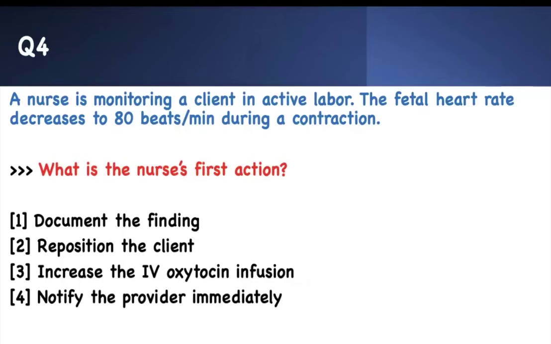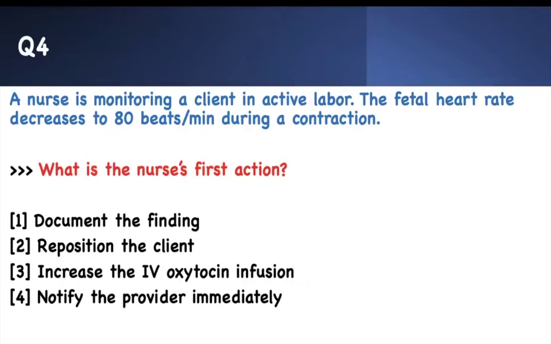Bad problem. This shows it's a placenta problem or blood flow problem. You don't know. Do you document the finding? Baby has bradycardia. Do you reposition the client? It can be any position, left lateral or knee to chest. Increase the IV pitocin? It's going to cause more contraction. The baby's heart rate drops with contraction. Therefore, do you want to do that?